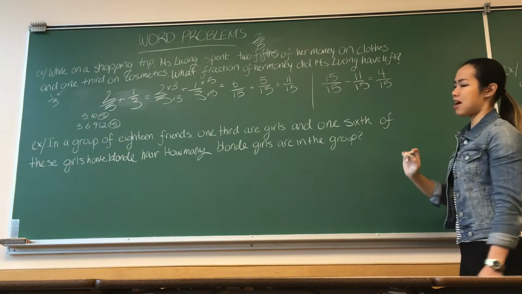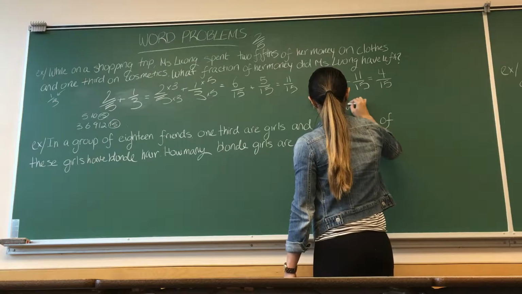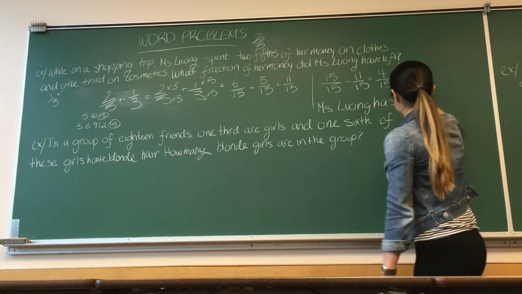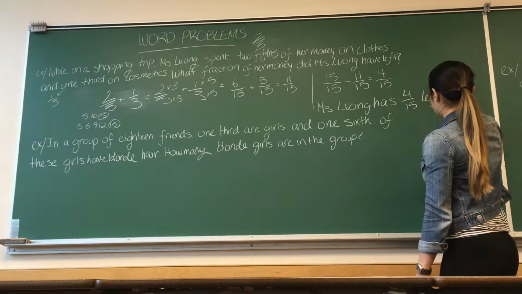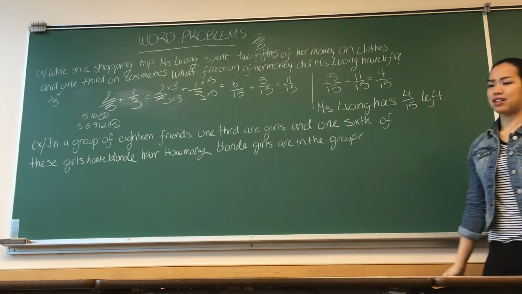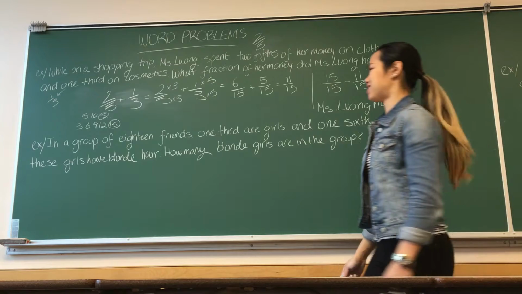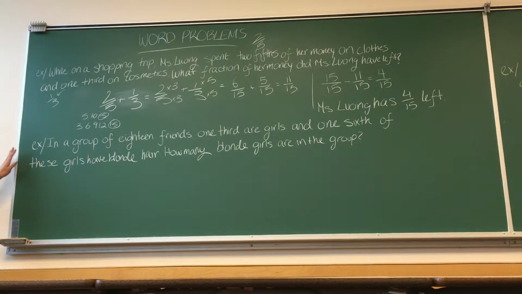So this is how much I've got left. So Ms. Luong has 4 over 15 left of her money. So at least I didn't spend it all. That's good. And I'm not in debt, so I still have some money left over. Okay, and the next example here.